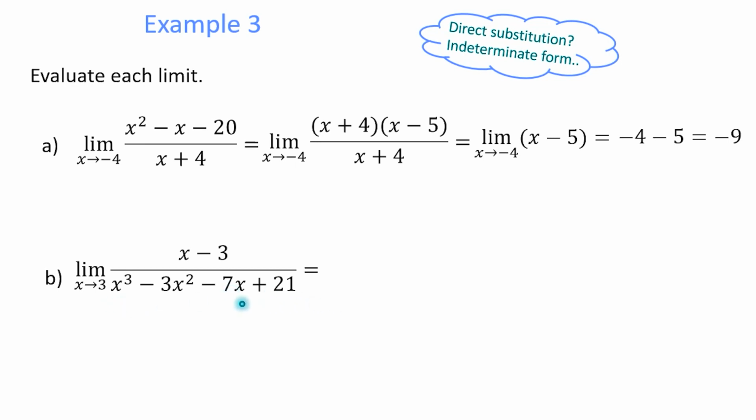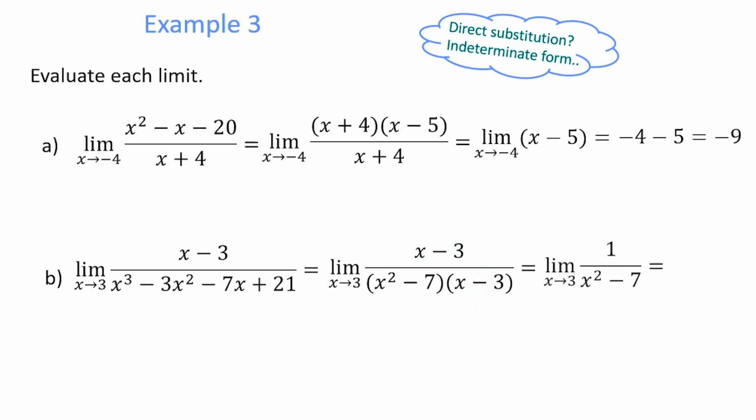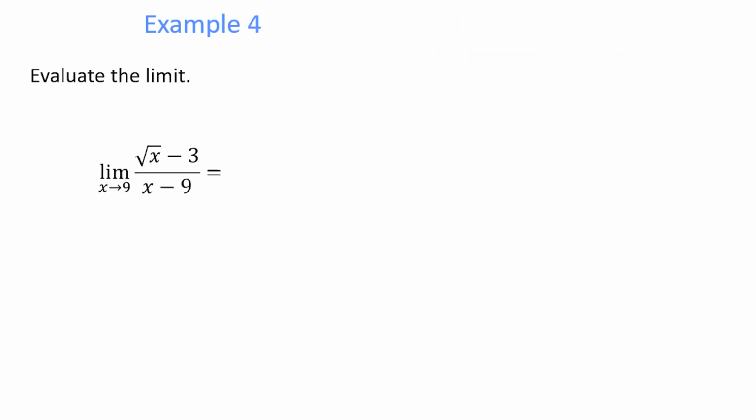In the second case, we would need to factor the denominator, and it's very easy. We need to use synthetic division, divide the denominator by the numerator, and see what we get. If we factor the denominator, we would get x squared minus 7 times x plus x minus 3. If we simplify with x minus 3, we would get a simpler limit, 1 over x squared minus 7. If we substitute here, we will not get indeterminate form anymore, so this will be our correct limit, 1 over 2.